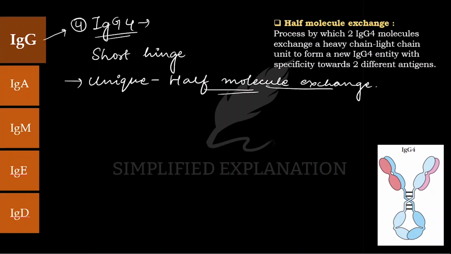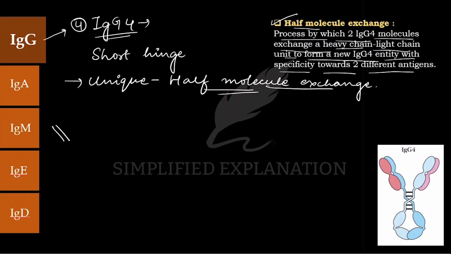Now what is half molecule exchange? The definition is provided here. Half molecule exchange is the process by which two IgG4 molecules exchange a heavy chain, light chain unit to form a new IgG4 entity with specificity towards two different antigens. Now what does this mean? Let me explain here.